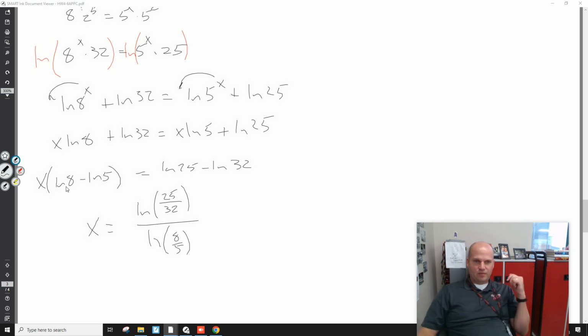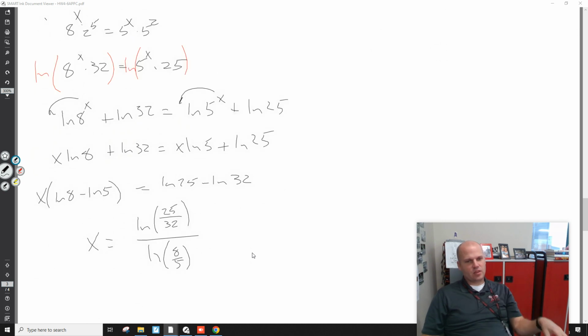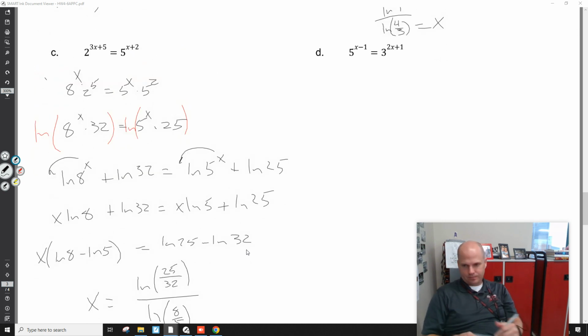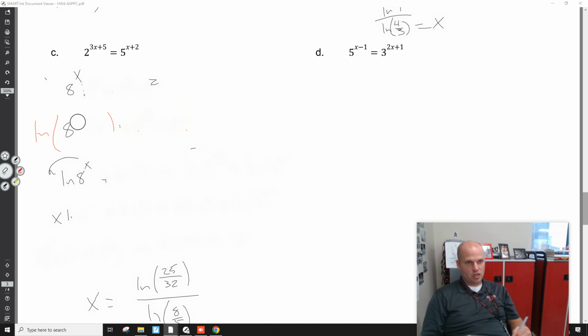How do I get that? I divided both sides by log 8 over 5 after simplifying this. I simplified this to be log 25 over 32. I don't know if that's easier than the other way to do it. Let's do it the other way. Let's just write the answer down on the bottom and see if the other way is better, which is just like before simplifying, take the log of both sides. Great thing about these exponential problems, and also a curse about these exponential problems, is there's multiple ways to do everything.